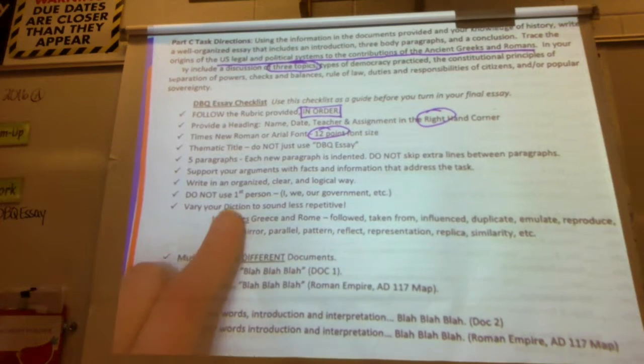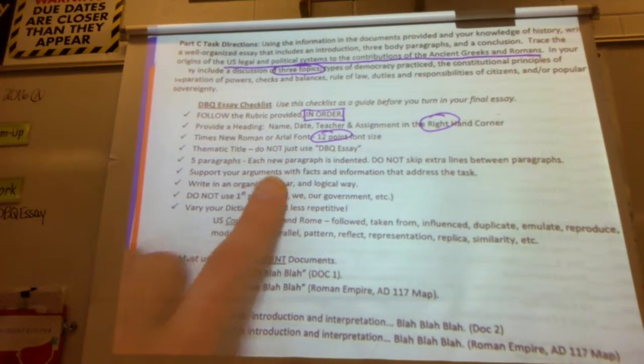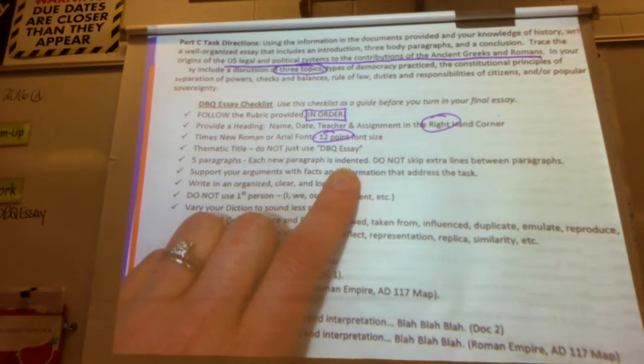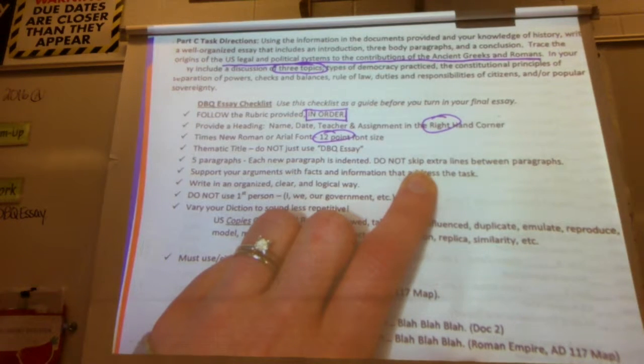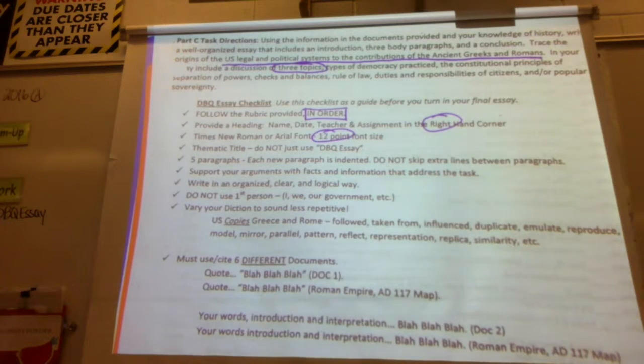Okay? It'll be 5 paragraphs. Each new paragraph is indented. That's when you just press the tab button once, so I know that you have started a new paragraph. Don't put spaces in between your paragraphs. That's not how we're going to show that we're starting a new paragraph. It shouldn't be bulleted. It should be just an indent.